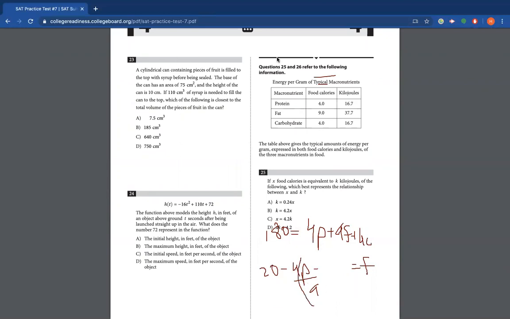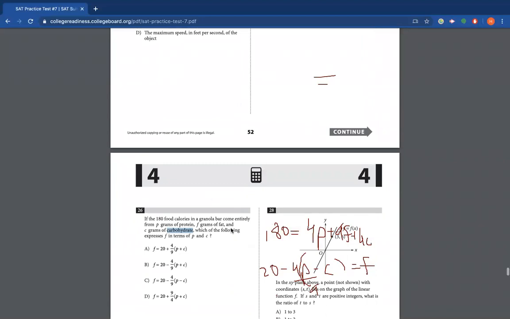So let's take the 4 over 9 common. This is a complete mess. So P minus C, and that's going to be our answer. Wait, that's wrong, that has a plus. Did I make a mistake? P minus C? I probably made a mistake.